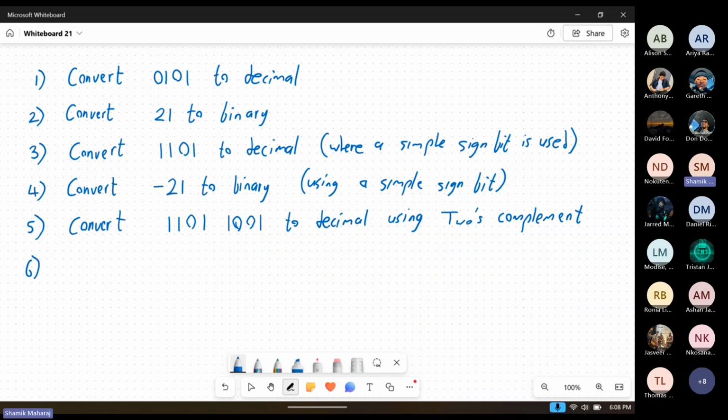And 5 and 6, I'm not sure which one is easier. Let me just think, convert that to decimal. Then let's say convert to negative 21 again, using 2's complement. Okay, so I think this should be enough to capture everything we've done in binary, well, the calculation part of it at least. So I'm going to give you guys a moment to look at that.